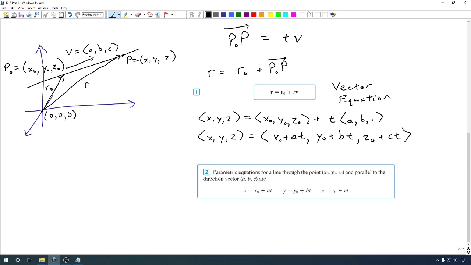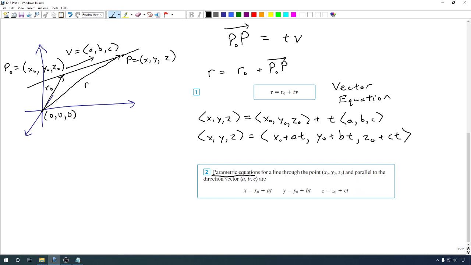And so each of these components, the x, y, and z, actually gives us a different equation. So we have x is x naught plus at. So that's what we have here. Then we have y equals y naught plus bt, and z has to be z naught plus ct. We call these parametric equations.